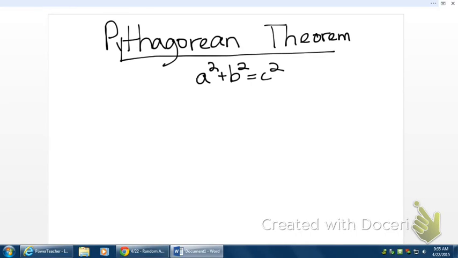A squared plus B squared equals C squared. Okay, Pythagorean Theorem. You guys should have seen this a lot, hopefully in 8th grade. That's okay, don't worry about it. Now, the formula is A squared plus B squared equals C squared. Now let me talk about what A, B, and C are.